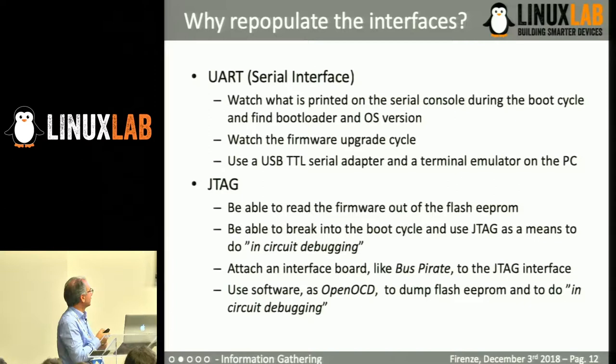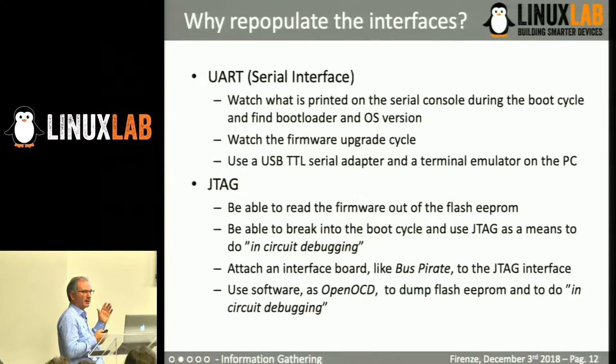We are interested also in the JTAG interface because it allows us to read the firmware out of the flash EEPROM and also allows us to break into the boot cycle and use JTAG as a means to do in-circuit debugging. To do so, we need to attach an interface to the JTAG. One popular interface, especially for hobbyists, is the Bus Pirate. And we also have to use software. There is a very nice open source software called OpenOCD that allows us to dump the flash EEPROM and to do in-circuit debugging.